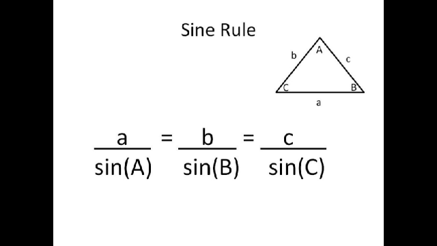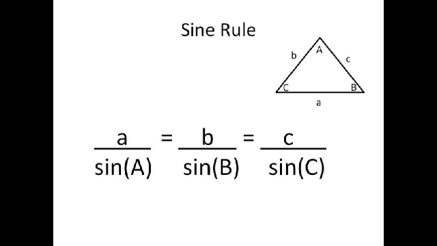A very common rearrangement of this would be to flip it all over. So you'd have sine A over a equals sine B over b equals sine C over c. And that's exactly the same, it's still the same formula, it's just easier to find your angles this way. So say you wanted to find angle B and you've got angle A and side b, you'd do sine A over a multiplied by b, all in brackets, would give you sine B.